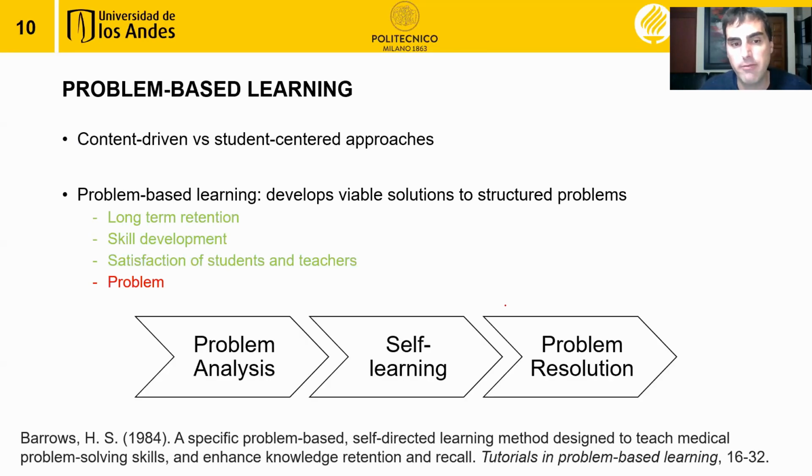Generally, the workflow for problem-based learning is problem analysis, in which the student analyzes the problem to be solved and identifies what they need to learn in order to solve the problem. Then there is a self-learning stage in which they learn the identified concepts, and eventually we have the problem solution.